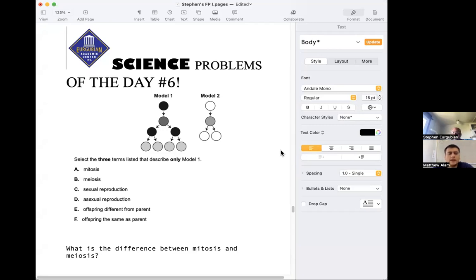So, right here is going to be a problem that you're definitely going to see in high school biology, maybe middle school biology, but regardless, this is still going to be really helpful for you. So, here we're talking about mitosis and meiosis.